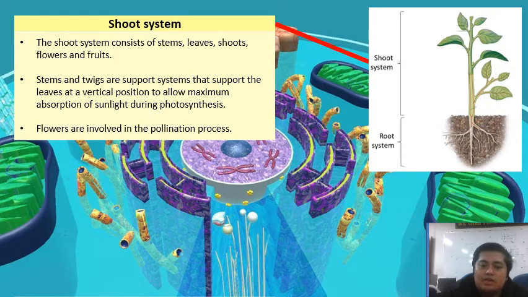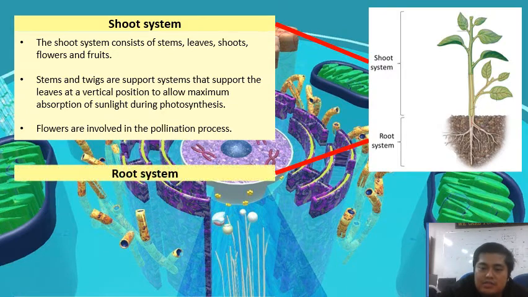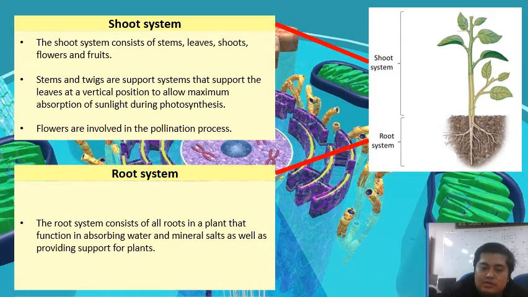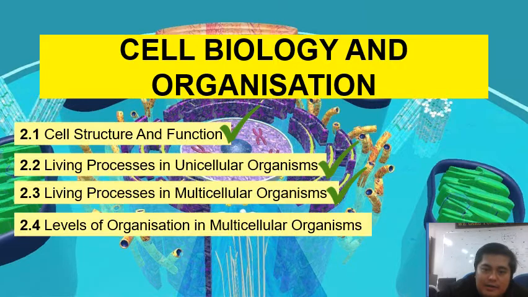Stem and twigs are to give support to the leaf at a vertical position to allow maximum absorption of sunlight during photosynthesis, while the flowers are involved in the pollination processes. As for the root system, it consists of roots that function to absorb water and minerals, as well as providing support to the plant. So basically kita dah cover untuk subtopik 2.4.